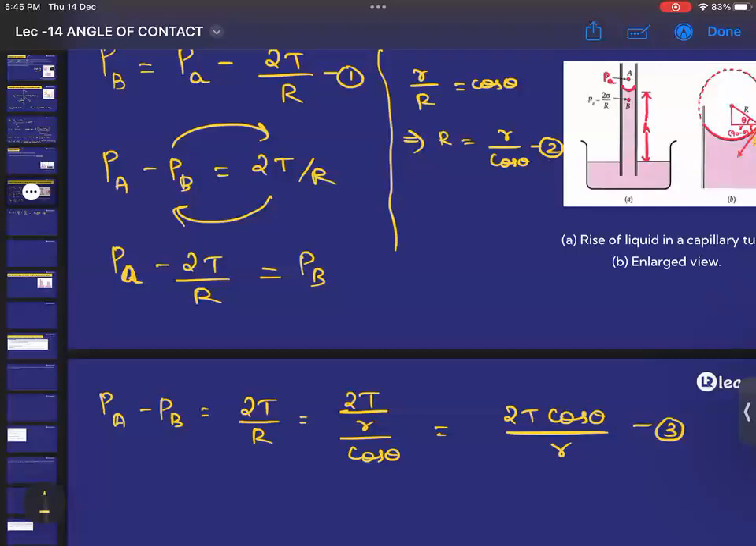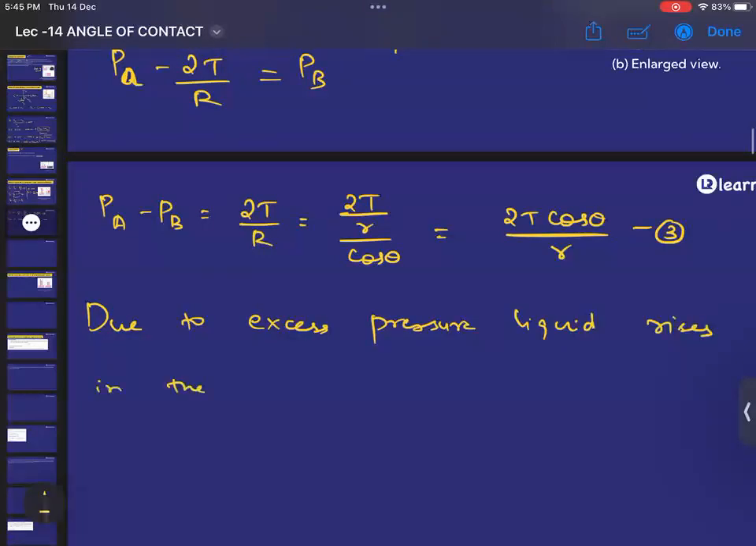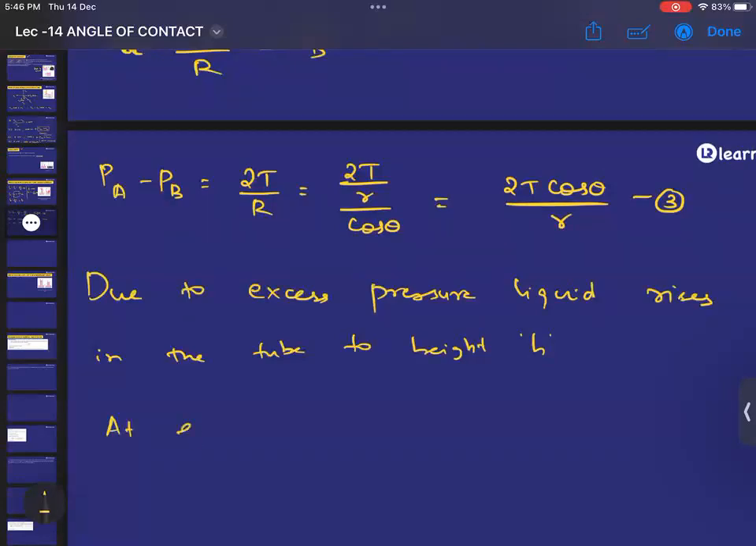No, sir. Now, one last step. Is it not because of this excess pressure that the liquid has got raised? Yes, sir. Right. So this is an important statement I'll write: due to excess pressure, liquid rises in the tube to height h, right? Then what can we conclude at equilibrium?